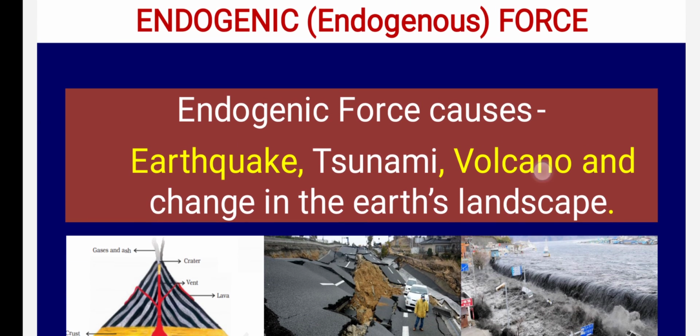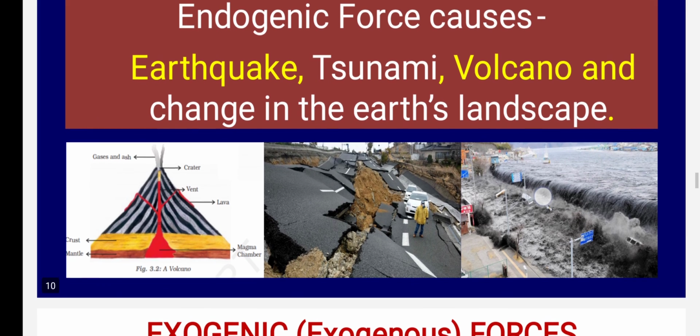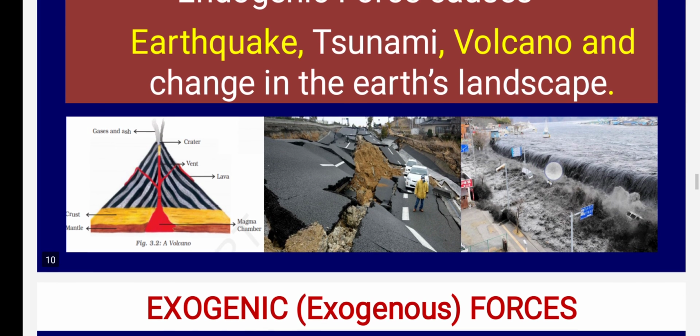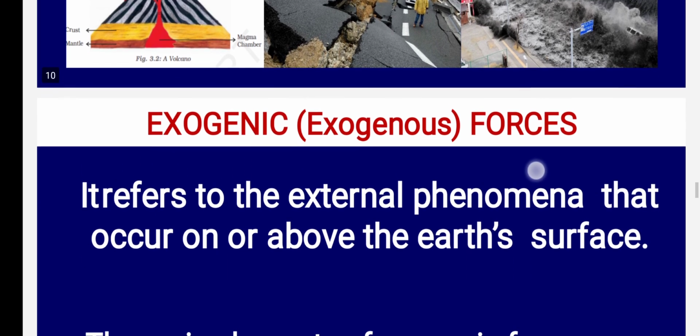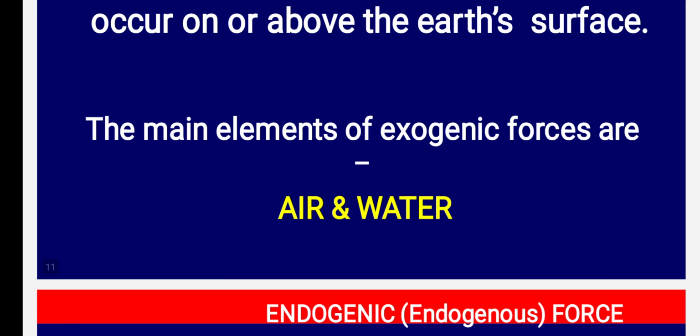So what do endogenic forces cause, I told you now, children. These endogenic forces cause earthquakes, tsunamis or volcanic eruptions. They change the landscape. Now exogenic forces. They refer to external phenomena. They take place externally, above the surface of the earth. The main elements of the exogenic forces which we discussed earlier are air and water.